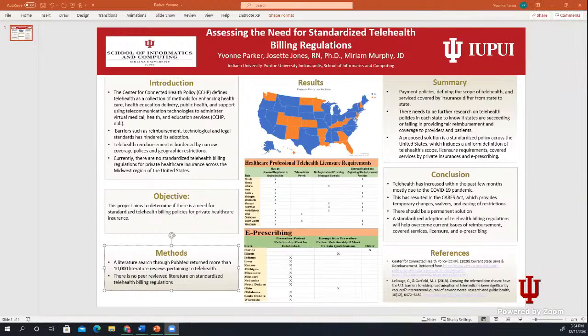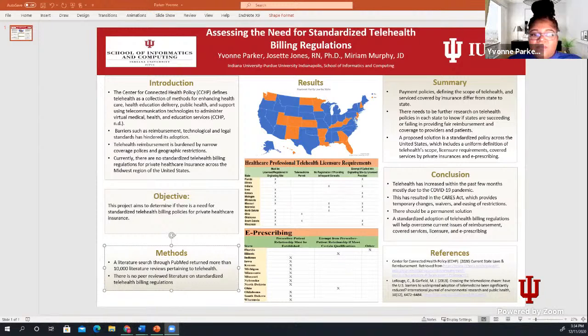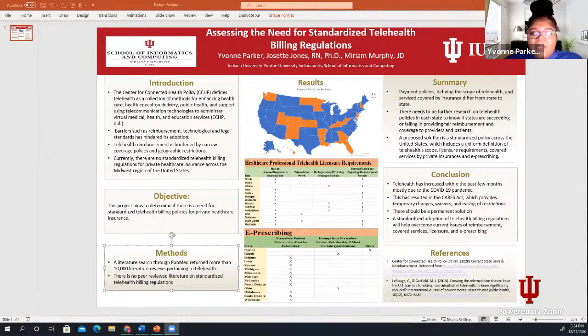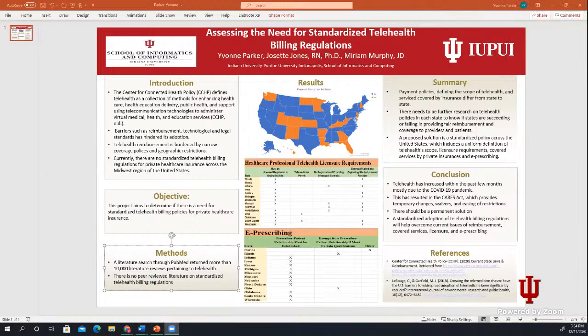Every state has kind of their own guidance and scope of telehealth. With the COVID pandemic going on, what is the major drawback of that? Of the pandemic? Or no, of having these different regulations for different states, and that COVID is going on and that people have mobility from state to state?